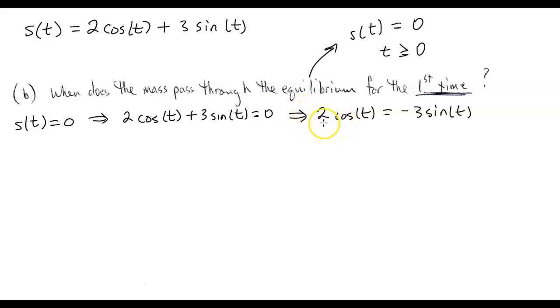I know here that sine divided by cosine will be tangent, or that cosine divided by sine will be cotangent. So you can choose which one you want to do. Personally, I would rather deal with tangent versus cotangent. So what I'm going to do here is divide both sides by cosine, and also divide both sides by -3.